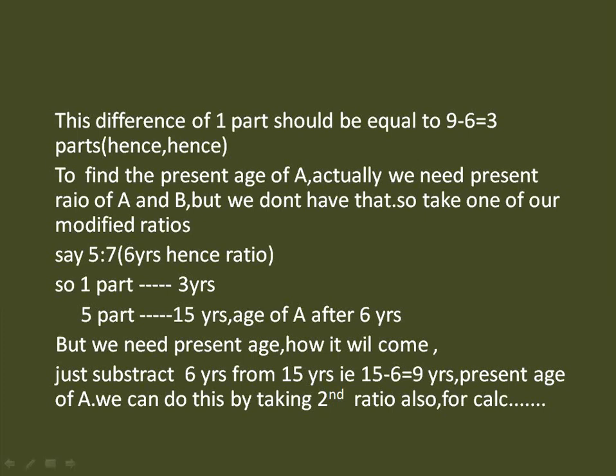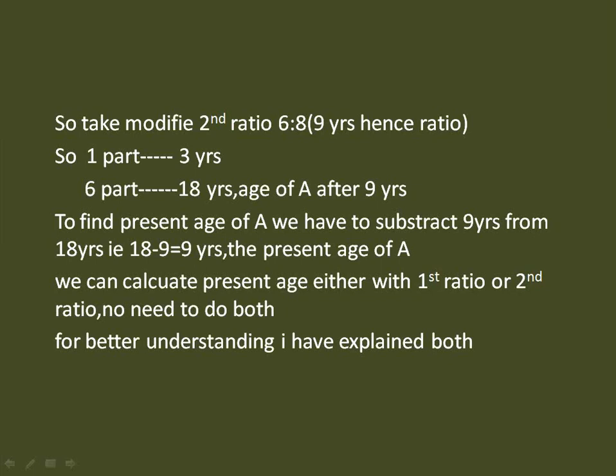Okay, you can do this by taking the second ratio. No need to do so, but for the sake of understanding only I am explaining. Take the second modified ratio, 6 is to 8. One part is 3 years, 6 parts are 18 years. Age of A after 9 years. If you want to find the present age, you have to reduce this 9 years from 18. 18 minus 9 equals 9 years. This is the present age of A. From both calculations, we have received the answer, that is 9 years. So don't do both calculations. For explanation purposes only I have told.